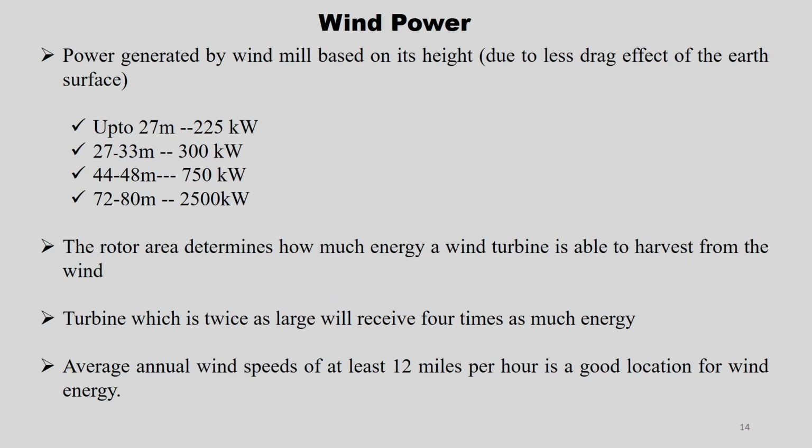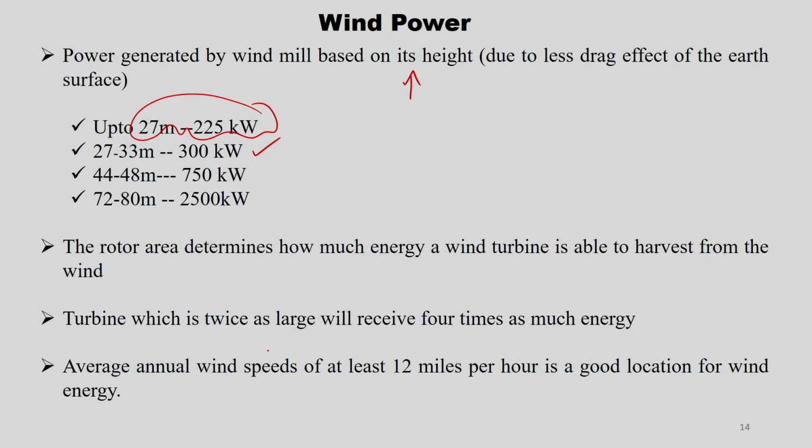The power generated by the windmill is based on the height, as we already said, because up to 27 meters you would get very low power. Why? It is because of obstacles and surface roughness. When you go to 27 to 33 meters, it is about 300 kilowatt, at 44 to 48 meters it is about 750 kilowatt, and at 70 to 80 meters you would get around 2500 kilowatt. These are all approximate values.